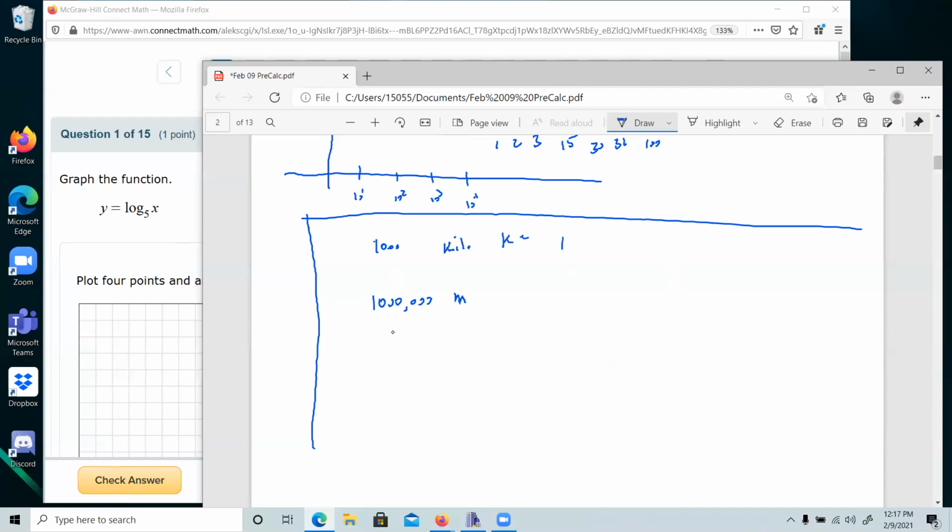But this is 1 times 10 to the 3, right? The log of 1,000 is 3. So there are 3 zeros behind it. With the meg, it's 1 times 10 to the 6. The log of a million is 6.